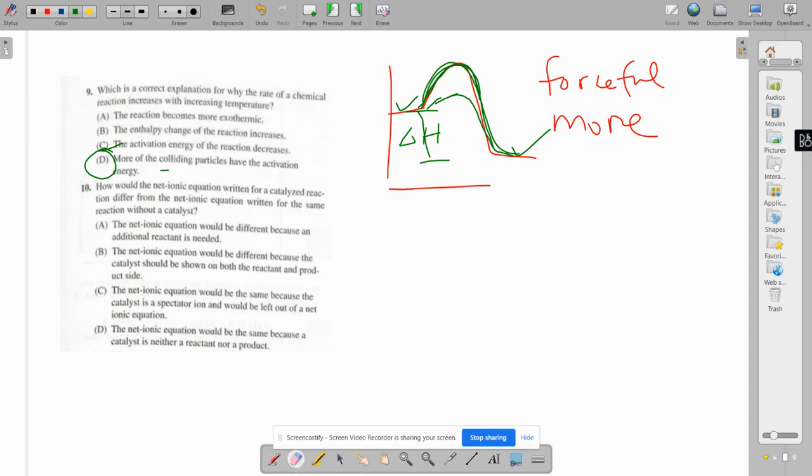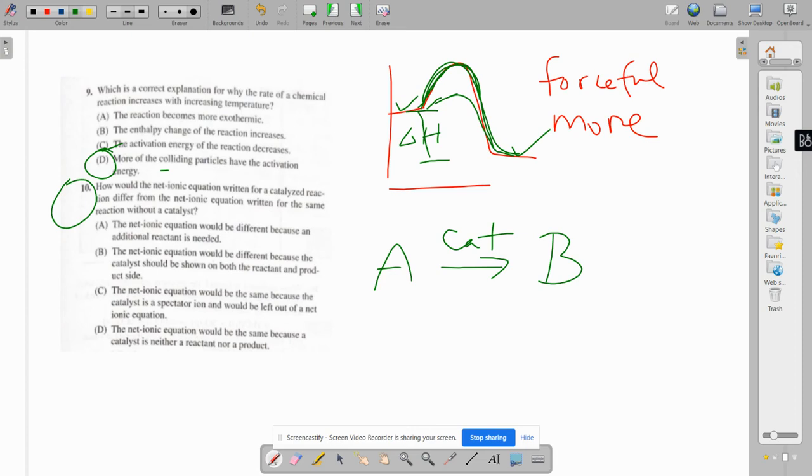Okay, what else do we have? Let's see, number 10. This one, I have to admit, is not the best phrased question. It says, how would the net ionic equation written for a catalyzed reaction differ from the net ionic equation written for the same reaction without a catalyst? Honestly, if A was reacting and turning into B and you had a catalyst, you would simply write it over the arrow. That's how we notate the catalyst. So which of these choices really say that?